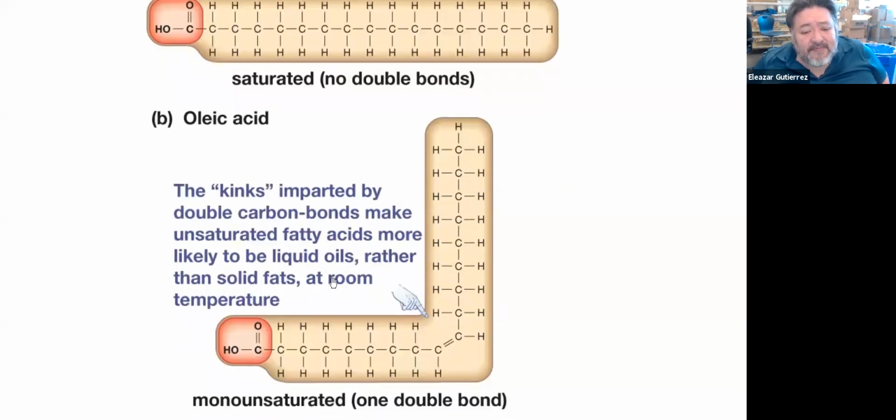But if you have a plasma membrane that is made out of poly, this is not poly because it's only a single double bond.